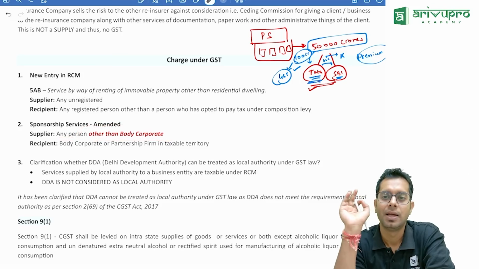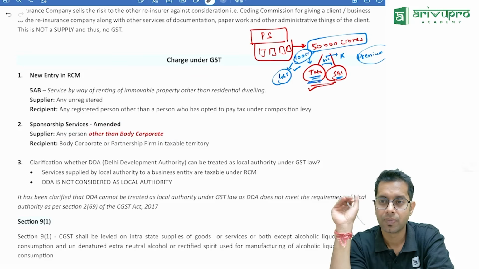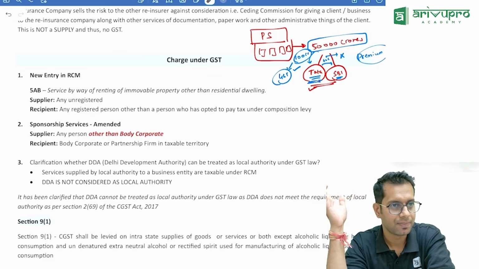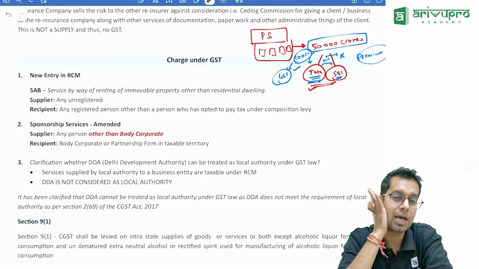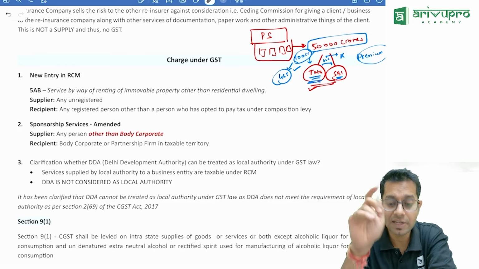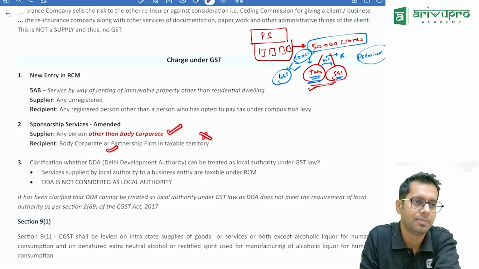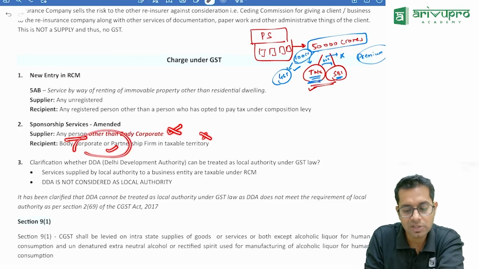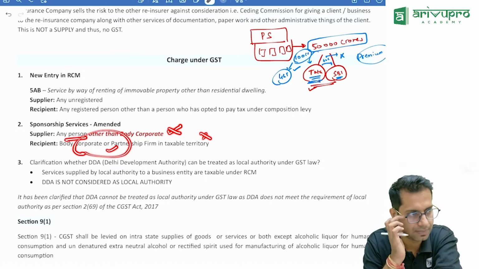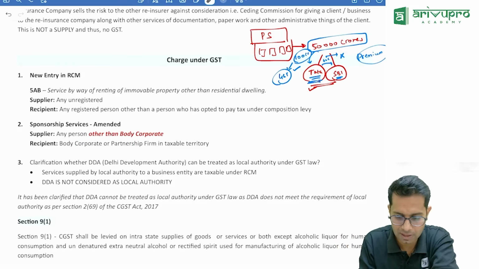Meaning, you remember our example was CMA giving services to whom? Nexa. Nexa had given sponsorship, correct? No. CMA giving services to Nexa, for which? Now CMA, if it is a body corporate giving services to another body corporate, no RCM. But if CMA is not a body corporate, CMA is just another individual, HUF, firm, AOP, etc., giving services to Nexa, yes, RCM. Okay, so the service provider should be any person other than body corporate. This one point is there.